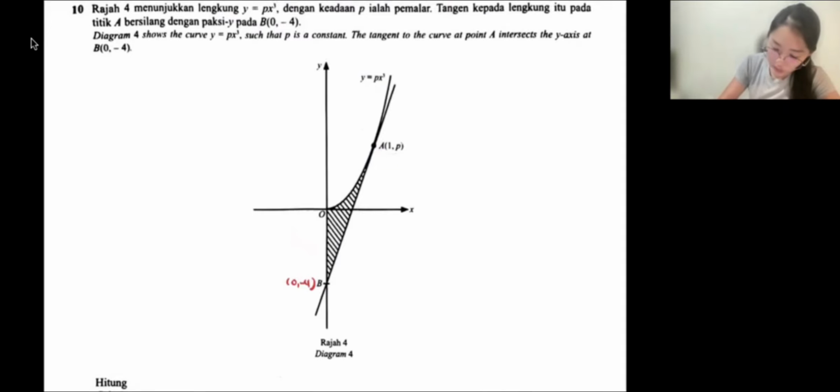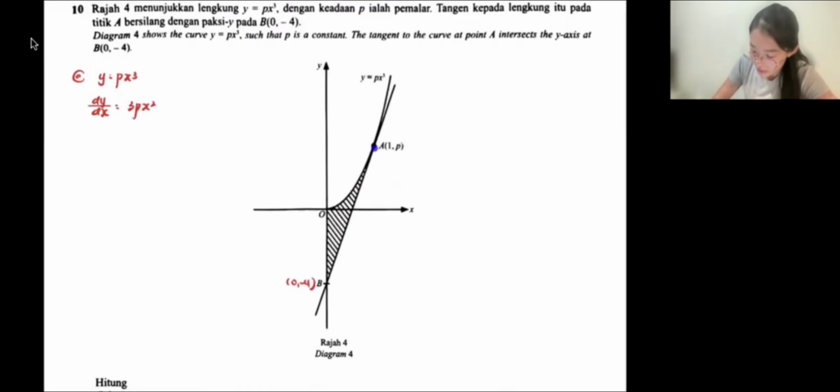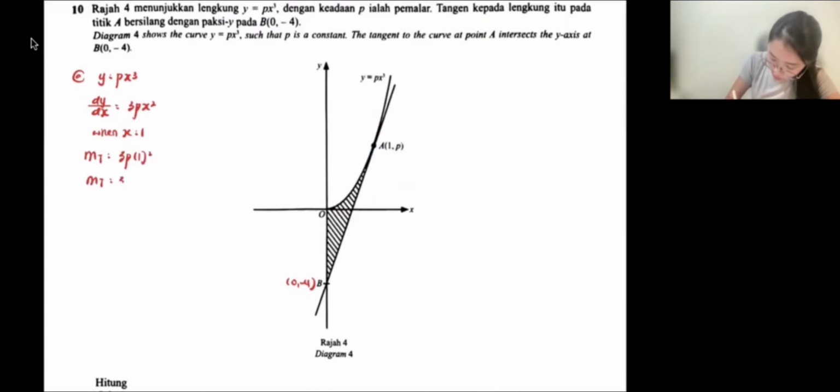So how are you going to find p over here? What you can do is find the gradient of the tangent. You can use dy/dx, which is 3px power 2. Then the gradient of the tangent at where? At this point, A. So you substitute x equals 1 here. The gradient of the tangent is 3p times 1 power 2, so the gradient of the tangent is 3p.